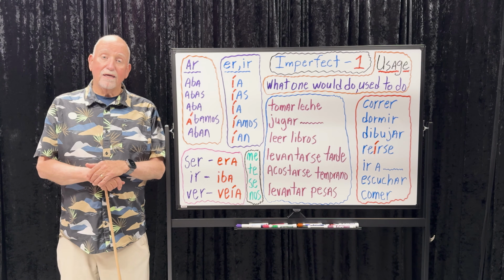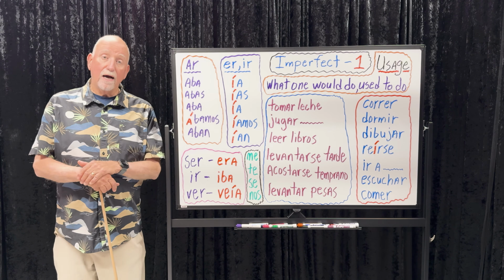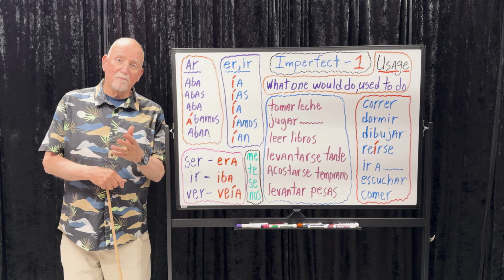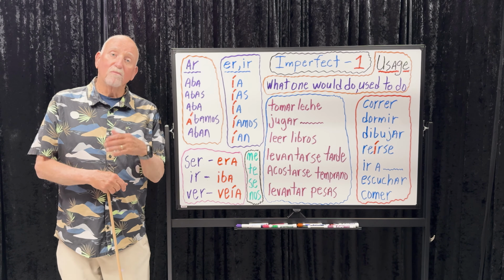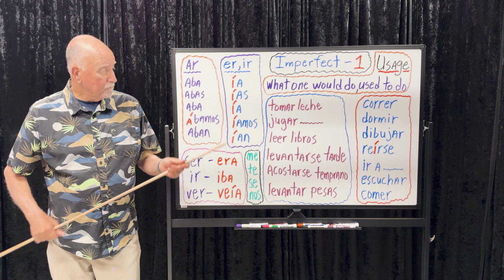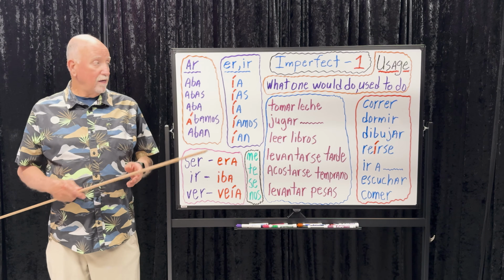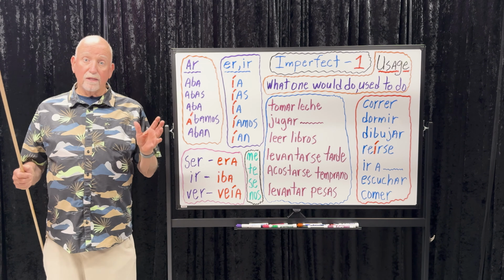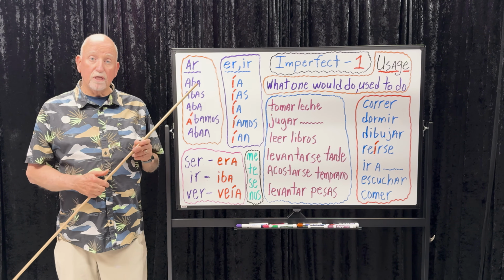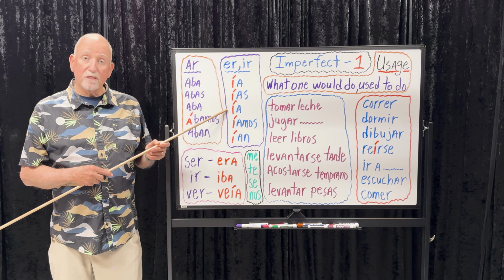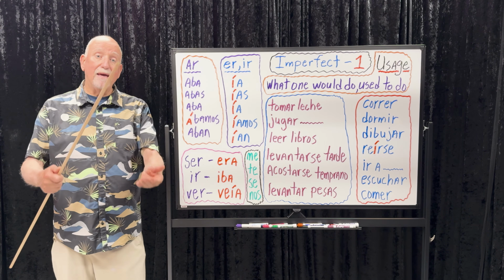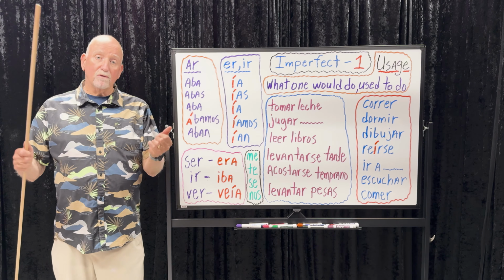They used to play with their dolls. Jugaban con sus Barbies. Jugaban con sus muñecas. Leer libros. Okay? Got an ER verb. I used to read a lot of books. Yo leía muchos libros. My mom would read books to me at night. Mi mamá me leía libros por la noche.